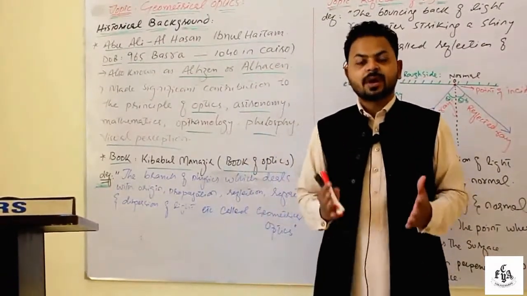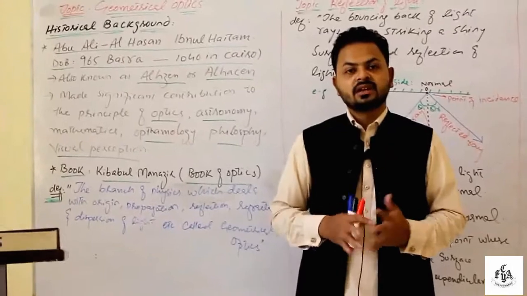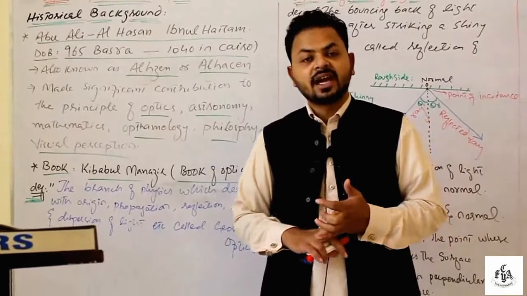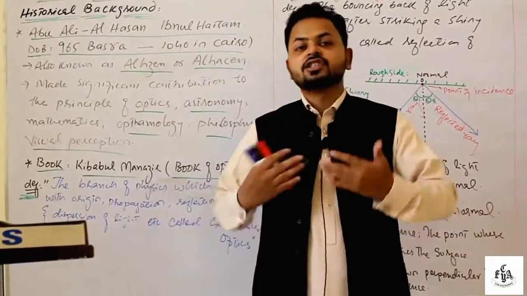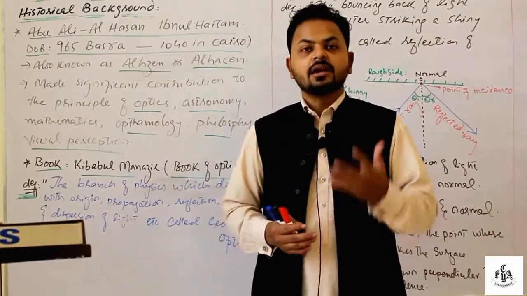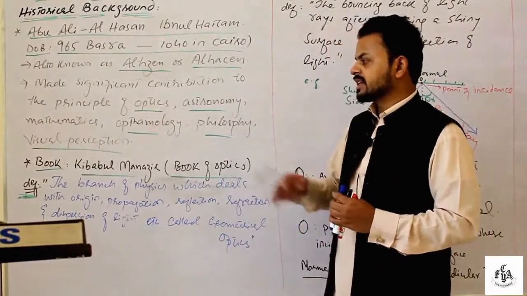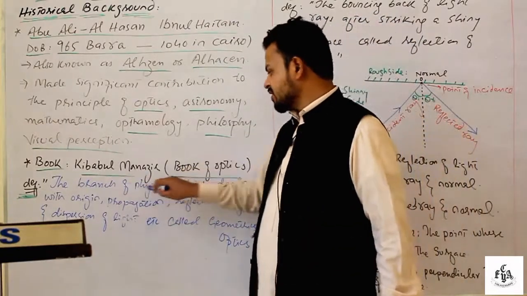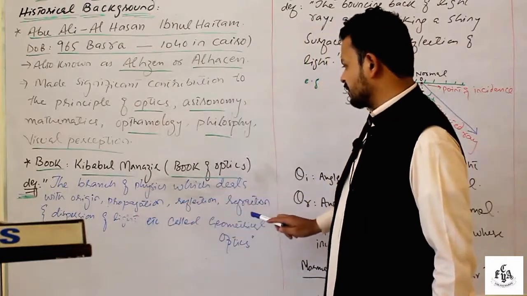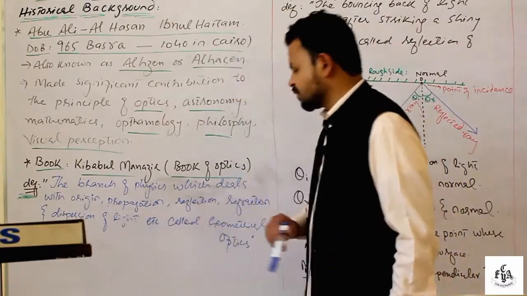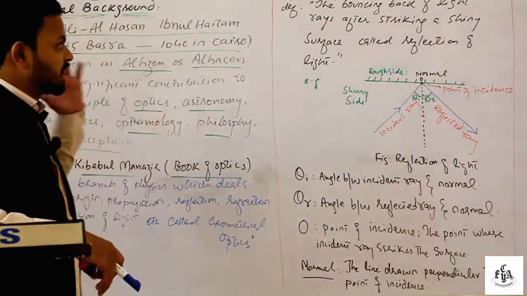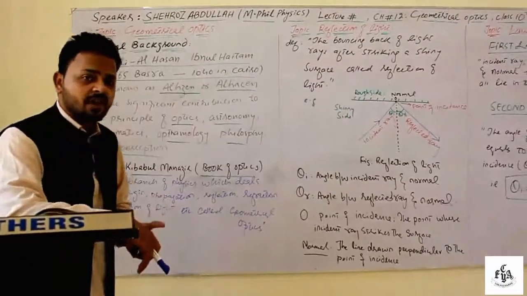Geometrical optics is that branch of physics which deals with reflection of light, refraction of light, dispersion of light, all the properties of light and the things related to light, and the instruments which are used to measure light. So that is what we call geometrical optics. We say the branch of physics which deals with origin, propagation, reflection, refraction and diffraction of light is known as geometrical optics. So this was a brief history of geometrical optics.